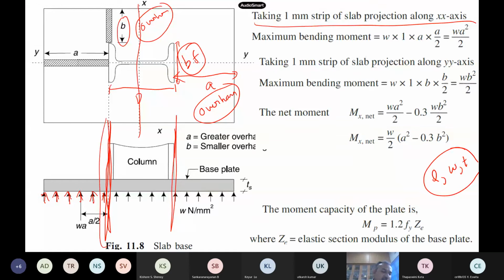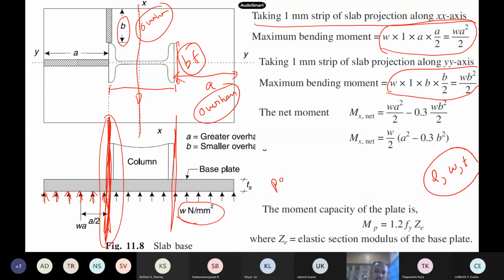If I calculate the maximum bending moment, and it is a UDL, W is in N per mm square and A is the overhang, I can write this as WA square by 2. So at this junction, this is the critical bending moment. Now if you take the YY direction, along this direction, it will be WB square by 2.